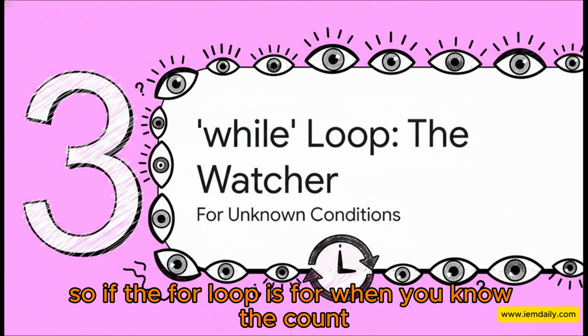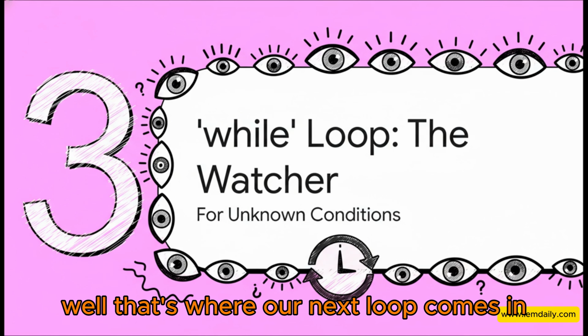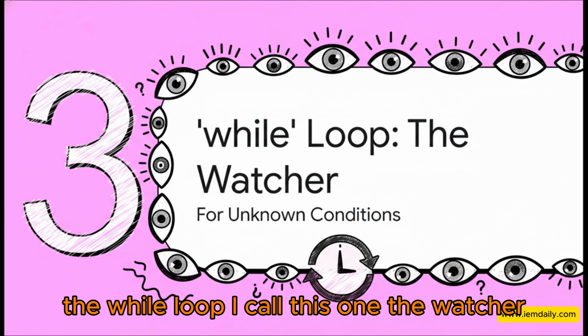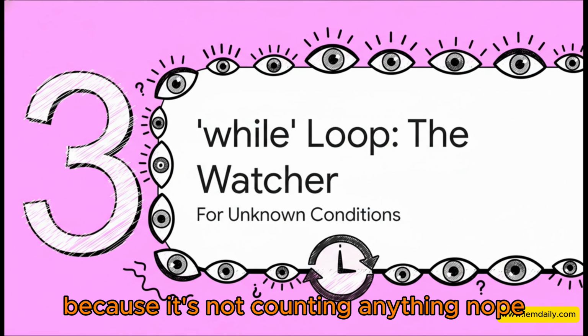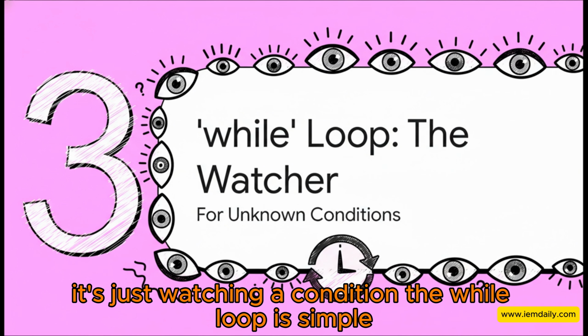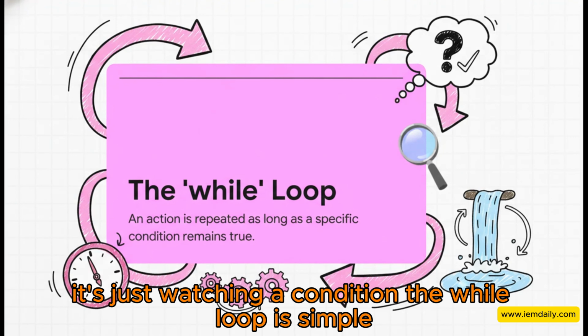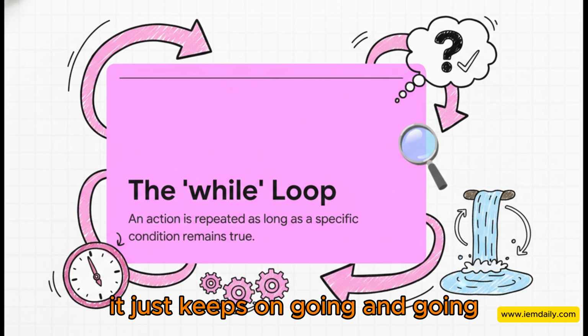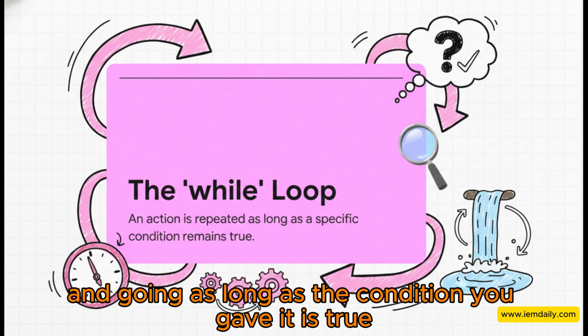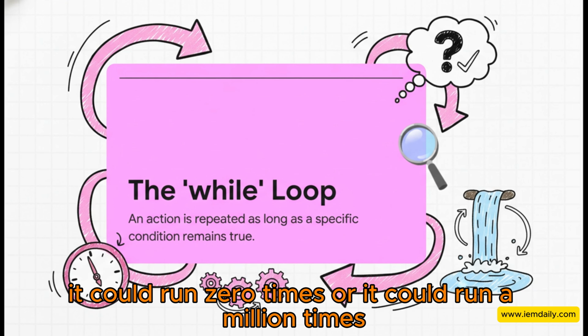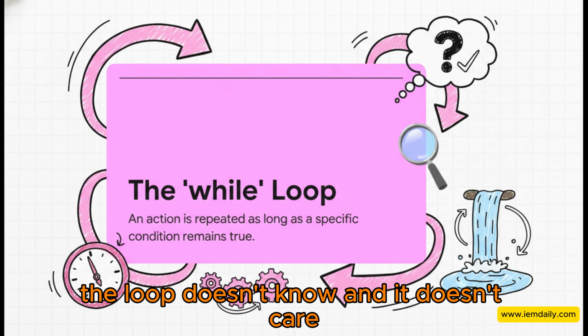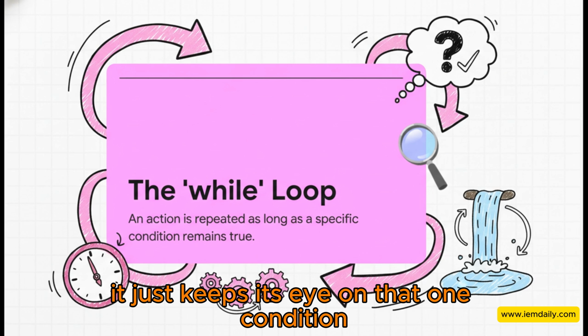Okay, so if the for loop is for when you know the count, what happens when you don't? Well, that's where our next loop comes in, the while loop. I call this one the watcher, because it's not counting anything. Nope, it's just watching a condition. The while loop is simple. It just keeps on going and going and going, as long as the condition you gave it is true. It could run 0 times, or it could run 1,000,000 times. The loop doesn't know, and it doesn't care. It just keeps its eye on that one condition.